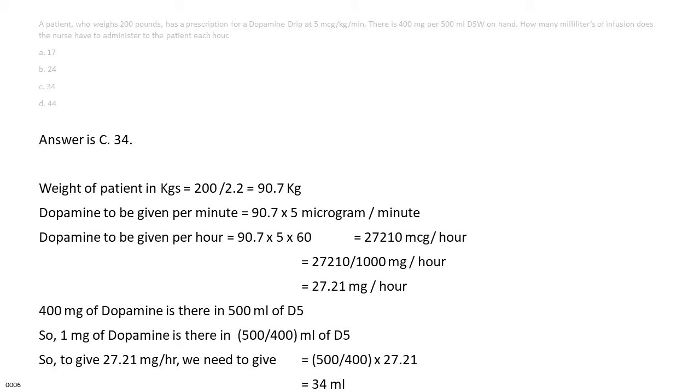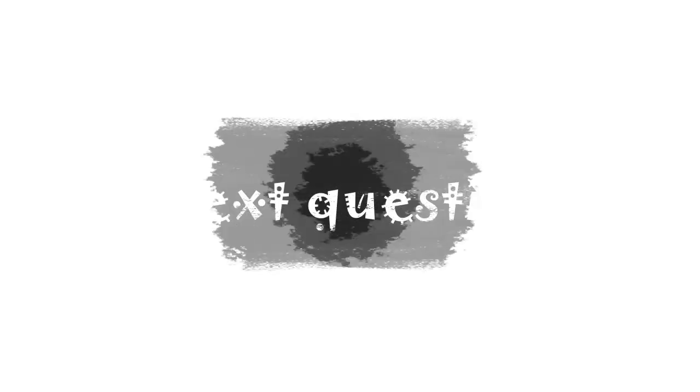400 milligrams of dopamine is there in 500 milliliters of D5, so 1 milligram of dopamine is there in 500 over 400 ml of D5, so to give 27.21 milligrams per hour, we need to give 500 over 400 times 27.21 equals 34 milliliters.